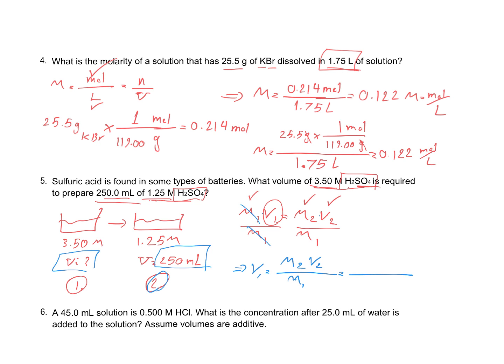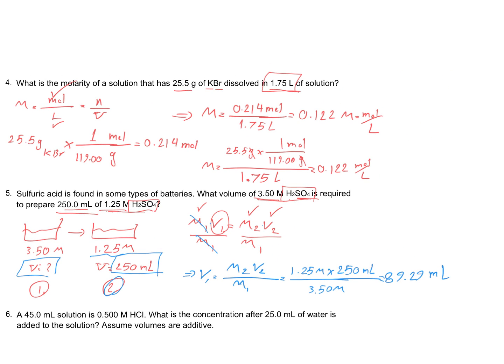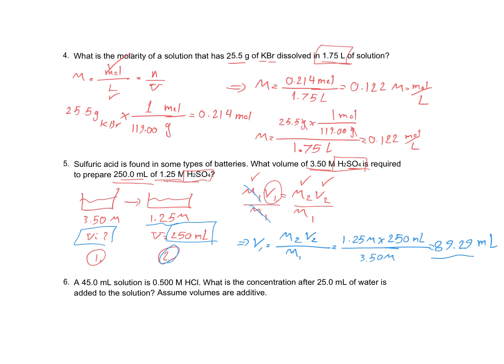So M2 is 1.25 molar times V2, which is 250 milliliter, divided by M1, which is 3.50. So if you put that in the calculator, your final volume is 89.29 milliliter. Okay, so you need to take 89.29 milliliter of your concentrated solution, and then you add enough water to it until it reaches 250 milliliter volume, and at that time the concentration is 1.25. That's how you dilute your acid.